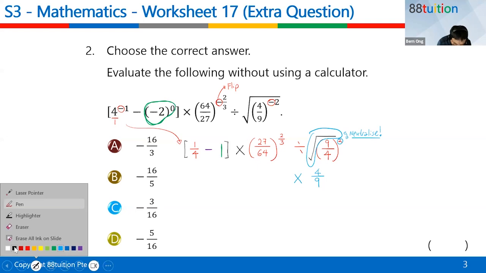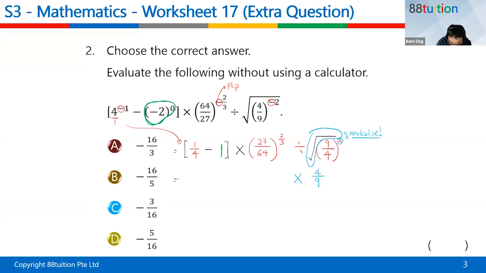So let's go and focus on the bracket now. All right. 1/4 minus 1 is negative 3 over 4. Don't believe, press your calculator. Times, alamak, what is this? 2/3. All right, press your calculator. Just press 27 over 64, and you press to the power of 2/3. Can press. Try. 27 over 64 to the power of 2/3.